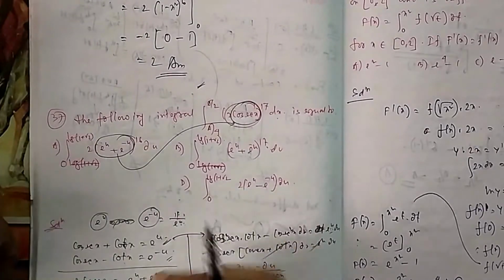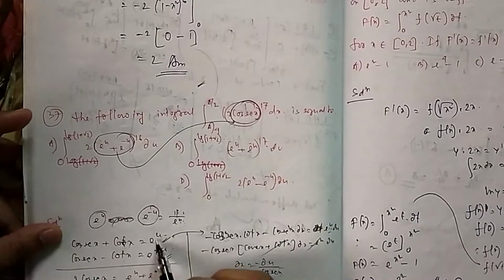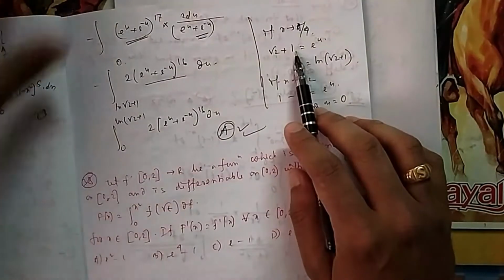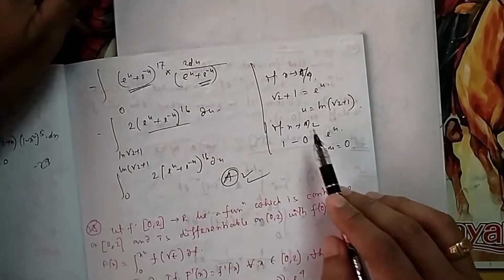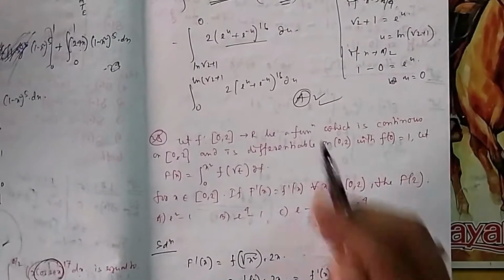If you put cosec pi by 4, it is root 2. If you put cot pi by 4, it is 1. So root 2 plus 1 is equal to e to the power u. Here you can see, u is equal to ln(root 2 plus 1). Similarly, if you put pi by 2, u will be equal to the other value. So the limit will change like this. So that is your option A.